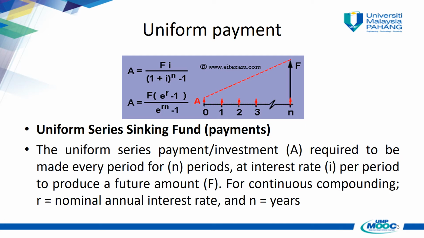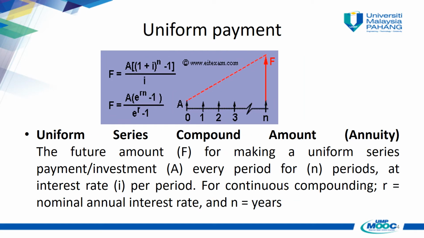There are two kinds of uniform payment: uniform series sinking fund, and second, uniform series compound amount, or we call it annuity. Let's see the example.